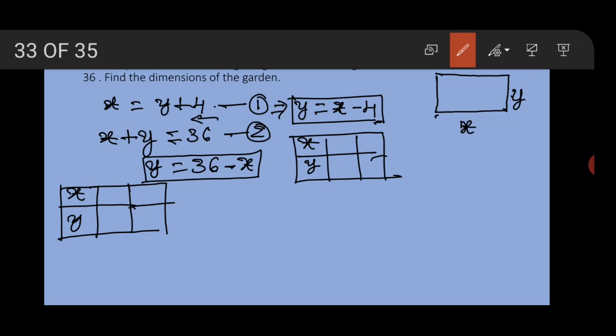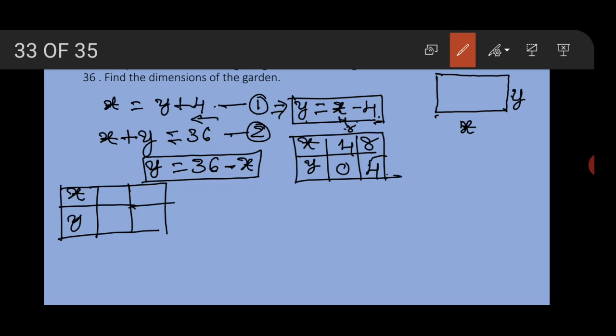2 points are enough. Now give one value to x, that is put the value of x in this equation as 4. What happens? Y is equal to 4 minus 4 is equal to 0. Then give one more value. Take x is equal to 8. What happens? If this is 8, 8 minus 4 is equal to 4. So these two values are enough.